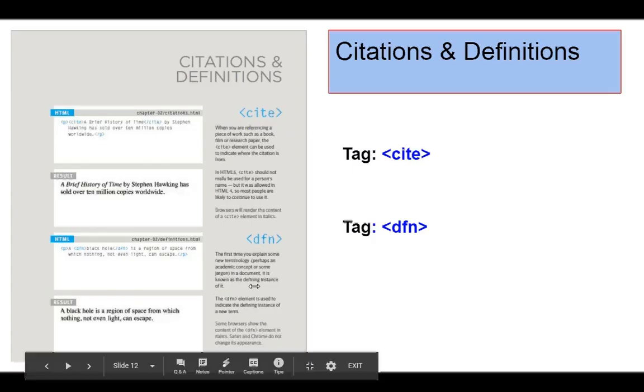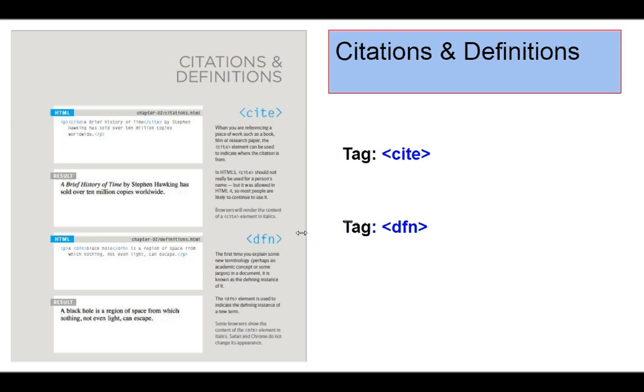Okay. So the first time you are explaining any definitions, new terminologies or academic concepts, there are some jargons in a document. It is known as the dfn element. The definition element is used to indicate the defining instance of a new item. Some browsers show the definition element as italic, while Safari's changes are affected.